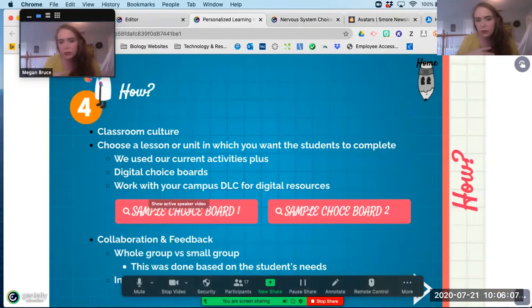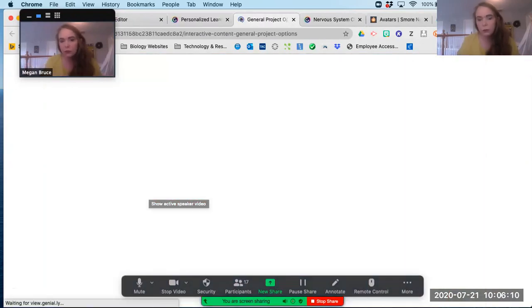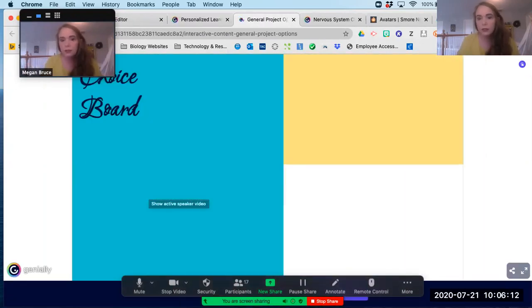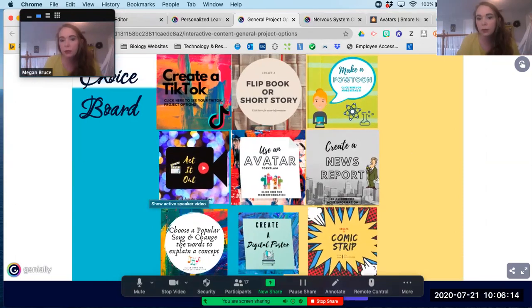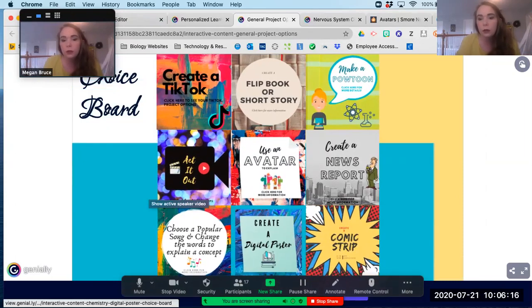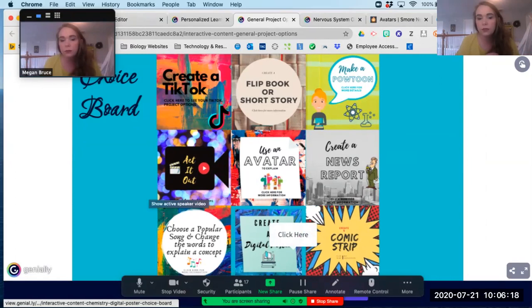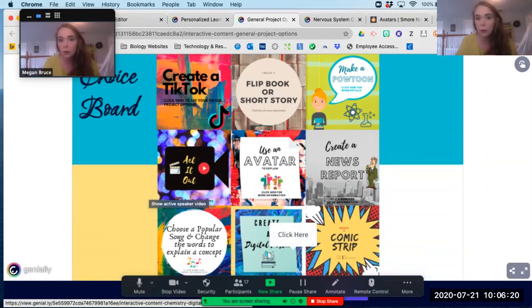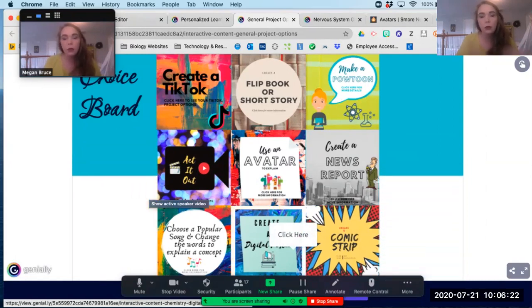Some of the others, and then obviously each of those they can either download or send a link to, and they just turned it into Canvas when they were done. This one is just another example of a choice board with some of the similar concepts or ideas that you saw a minute ago, and then some new ones too.